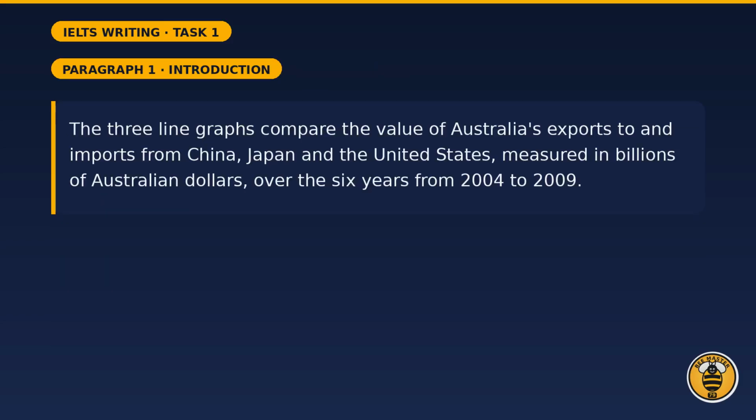Paragraph 1, the introduction. The three line graphs compare the value of Australia's exports to and imports from China, Japan, and the United States, measured in billions of Australian dollars over the six years from 2004 to 2009.